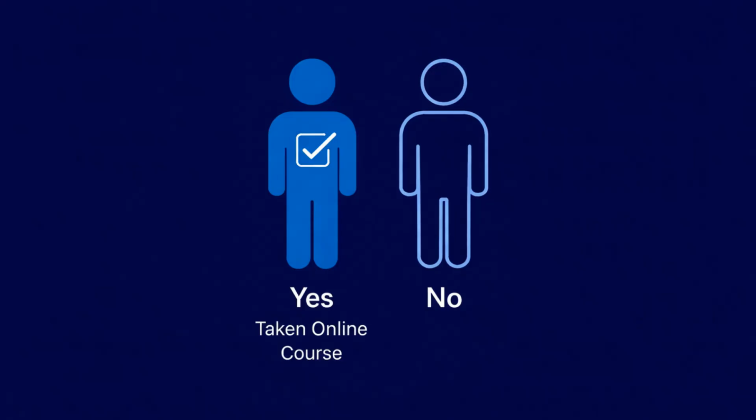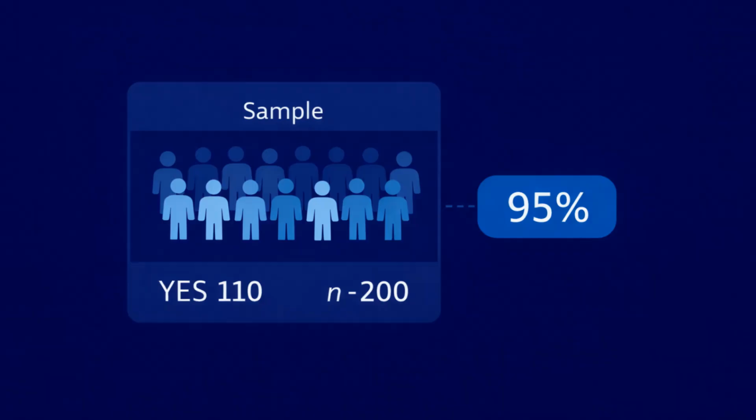Consider the following example. The goal is to estimate the proportion of students at a college who have taken at least one online course. The yes category is students who have taken at least one online course. A random sample of 200 students is collected, and 110 of them say yes. At this point, the number of yes responses is 110, the sample size is 200, and the confidence level is 95%.